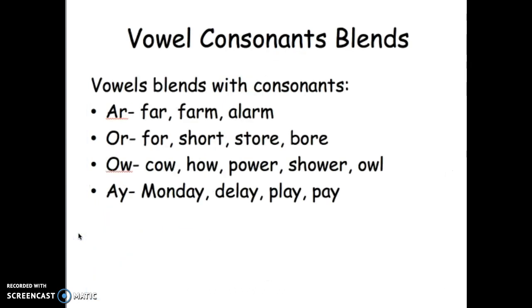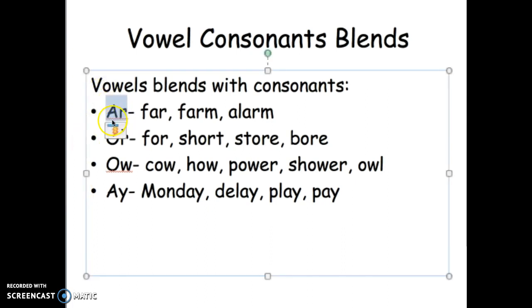Okay, so now we have our last part of the spelling for today, and that's the vowel consonant blends. Sometimes vowels blend with consonants. So for example, our first example is AR. A and R together make AR, and we have words like far, farm, alarm, garden, hard. And we have the blend OR, that is for, short, store, bore, before. Then we have OW as in cow, how, power, shower, owl.